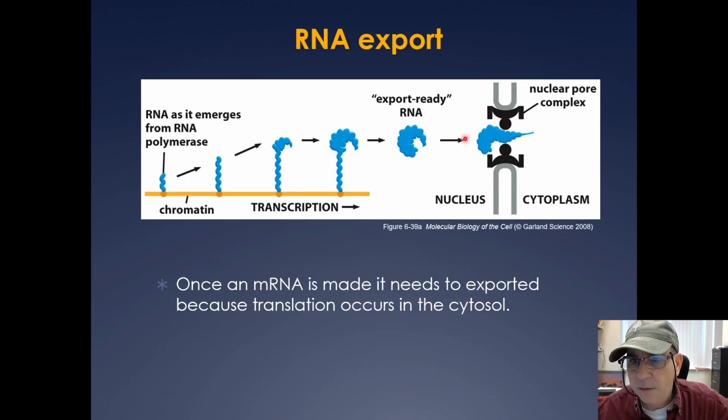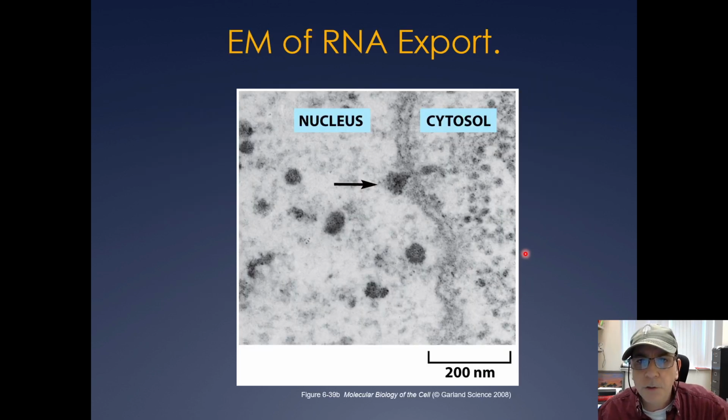And the reason that it has to be exported out is no translation occurs in the nucleus. All of the translation occurs out in the cytosol. So once the transcription is complete, the mRNA is transported out of the nucleus so that translation can proceed. And we'll cover translation in the next lecture. Here's a great electron micrograph of mRNA being exported out of the nucleus. Here you can see the nuclear envelope, and then there's a nuclear pore here, and this is a messenger RNA being transported across the nuclear pore.